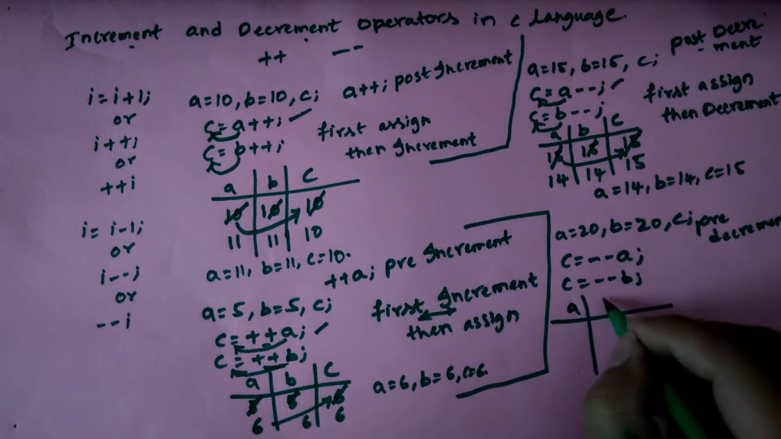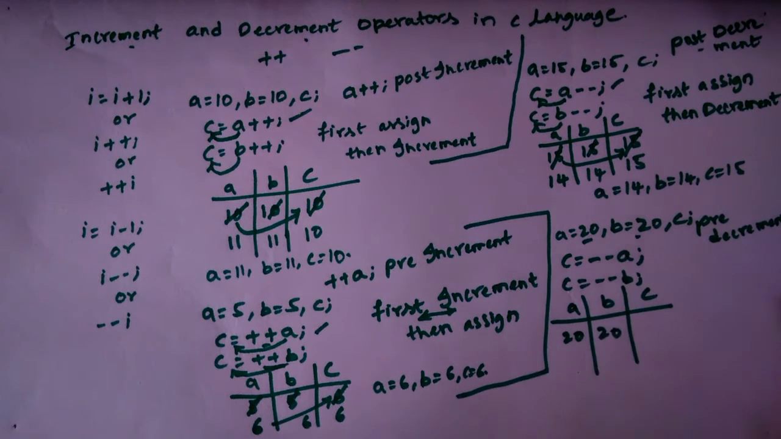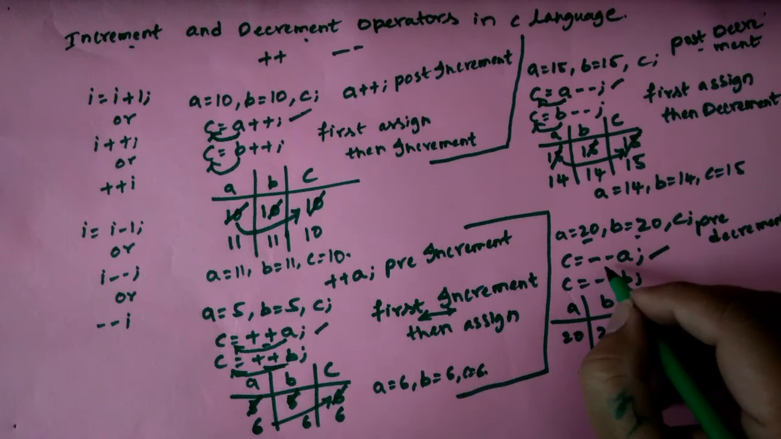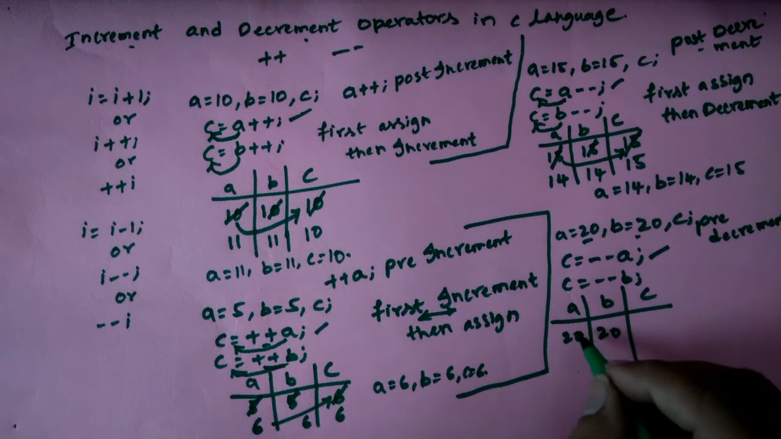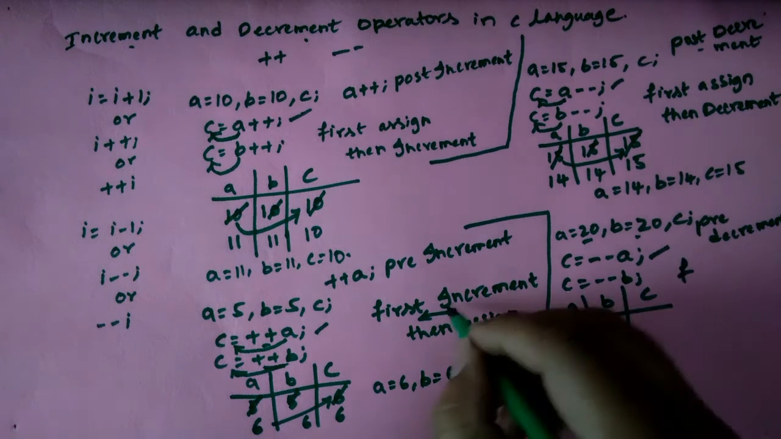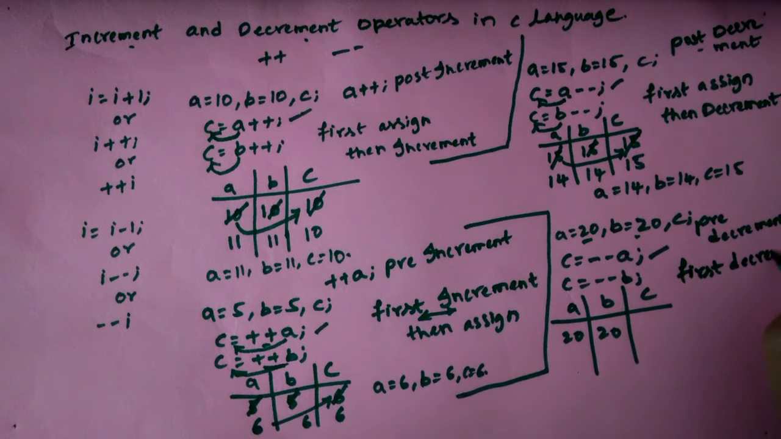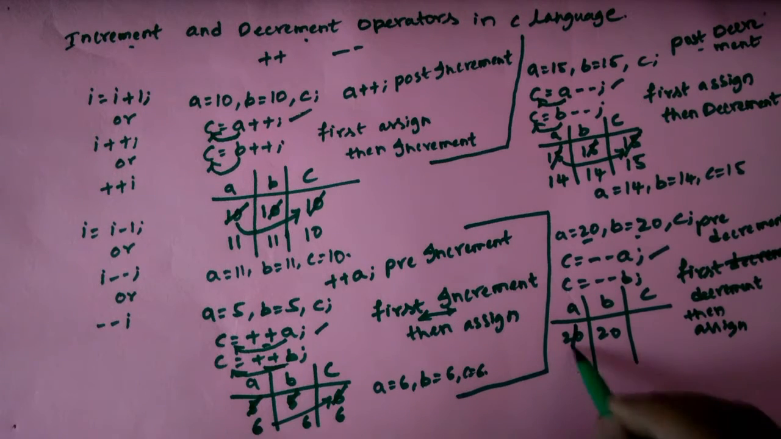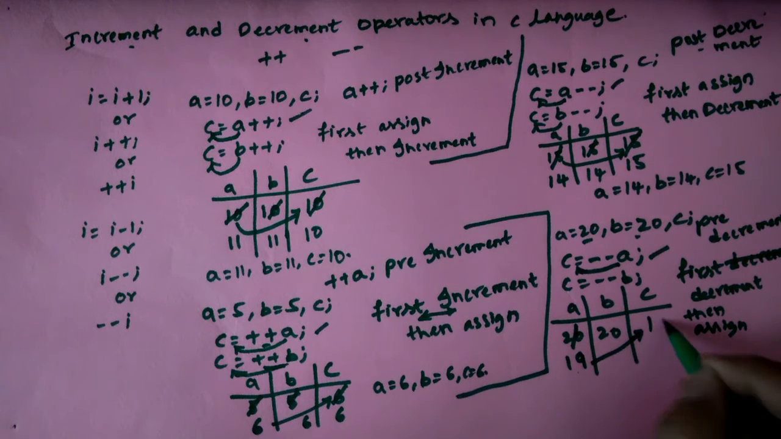Let's write this table to solve this one. What is A value? 20. What is B value? 20. What is C value? We need to do it. The first statement. What does this operator say? Minus minus A. First, because it is plus plus, we write increment. Here we will write decrement. First decrement, then assign. So first decrement A value, it is 19, then assign to C, 19.